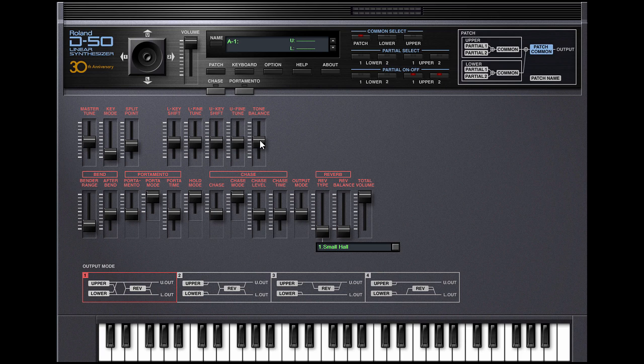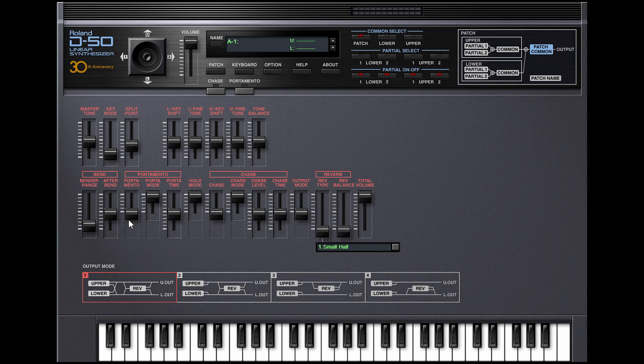Tone balance has the same use as the joystick and is for balancing the tones. So let me unmute this one. Down below you'll find your bend range. You can set this up to 12 semitones. So if I move my pitch bend wheel, you can see how I can go to extreme ranges. Now if I decrease this one, this will be a lot smaller. The after bend is for the bend produced by the aftertouch, up to 12 semitones.